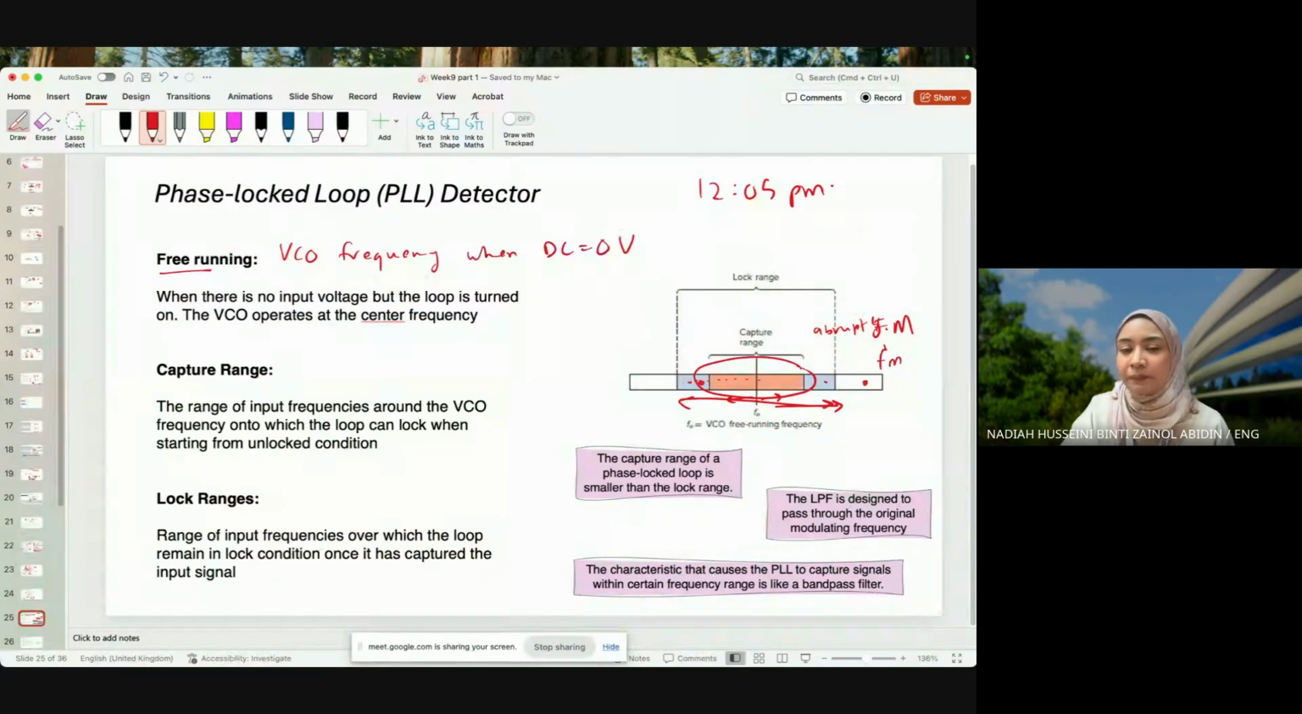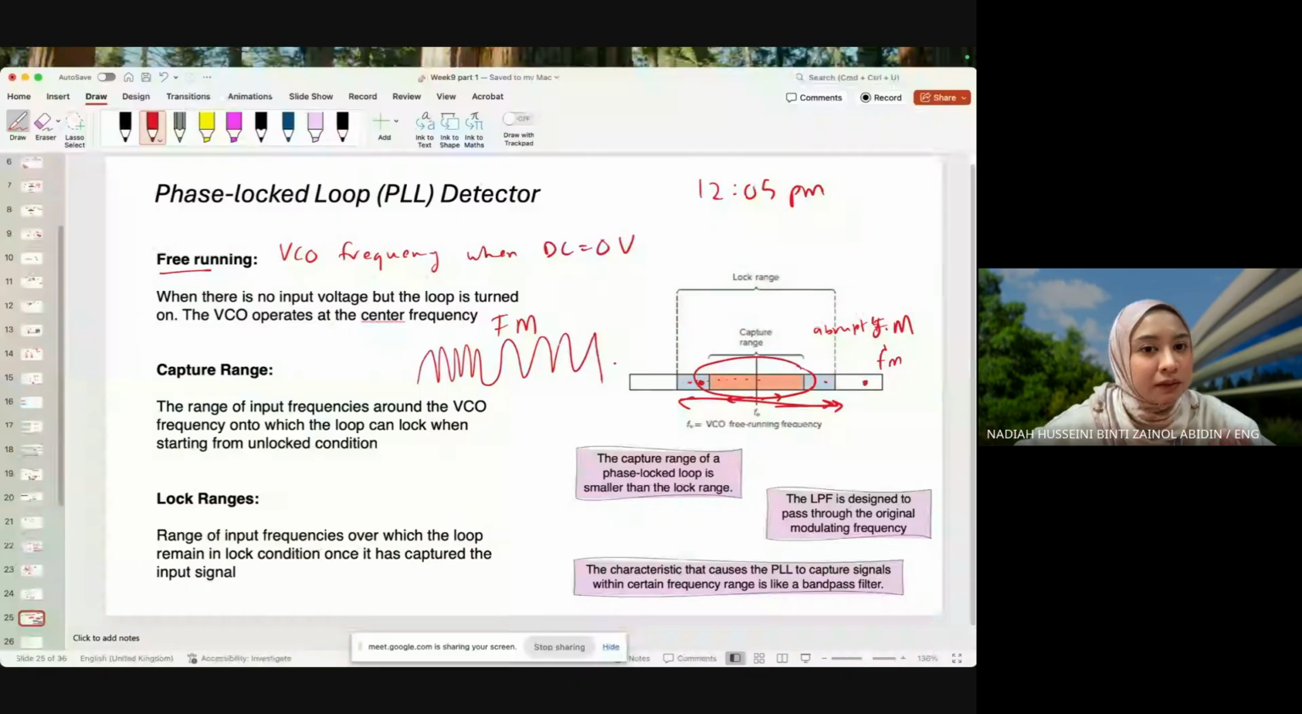Faham tak? Okay. So before it is locked, it doesn't know what the FM signal is. Your FM signal is like this and then like this. But the PLL doesn't know this until it matches the frequency of this guy at one point, maybe here. And now it is locked. Now it can follow whatever the FM signal is doing. That is why we have a range, because it's following the FM signal changes.